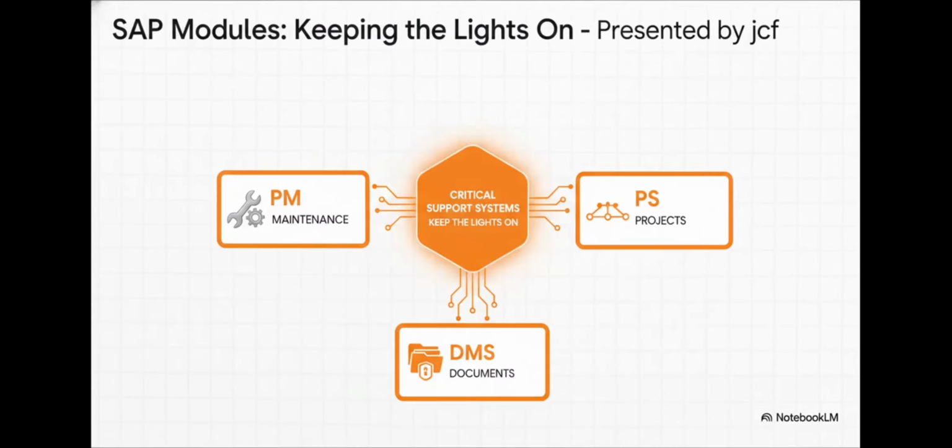Keeping a massive business running requires a lot more than just money and people, though. It requires critical support systems. These 3 modules right here are what keep the lights on. First is PM, or Plant Maintenance. That manages all the heavy equipment and maintenance operations.